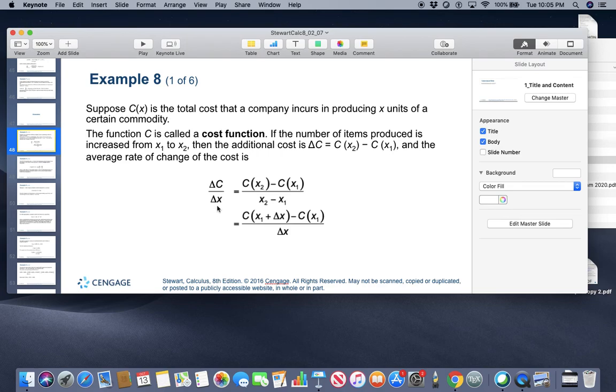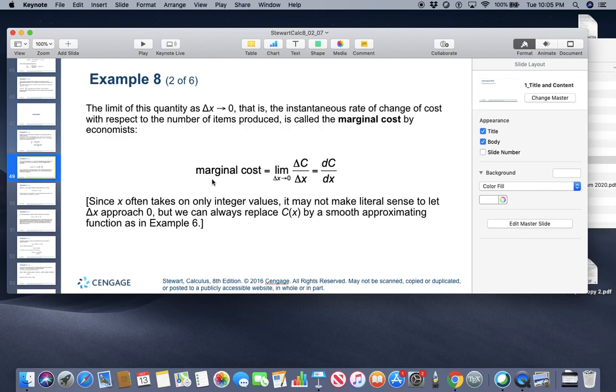So what is the average rate of change? It is ΔC over Δx. Again, this is the slope of the secant. Now what is the marginal cost? Marginal cost is instantaneous cost. So when Δx goes to 0, the instantaneous rate of change of cost with respect to the number of items produced, that's called marginal cost. So marginal cost is the limit as Δx tends to 0 of ΔC over Δx. So that's the derivative.